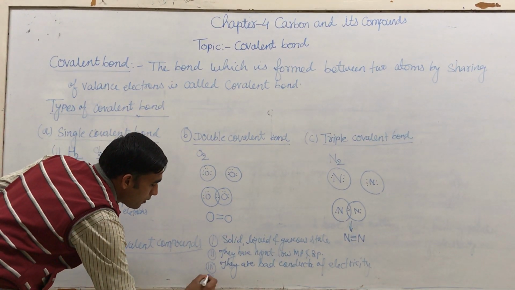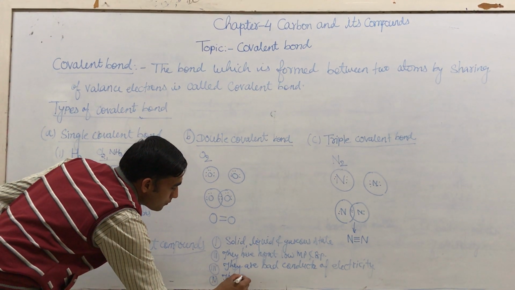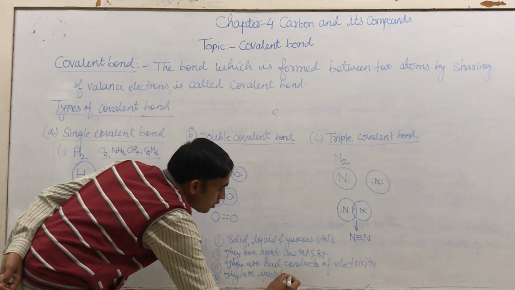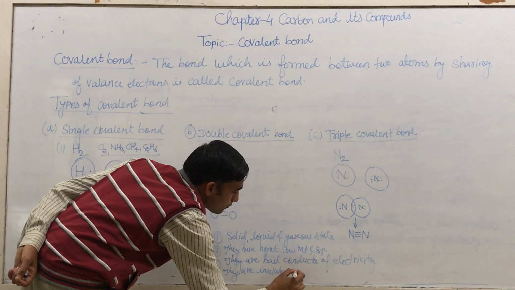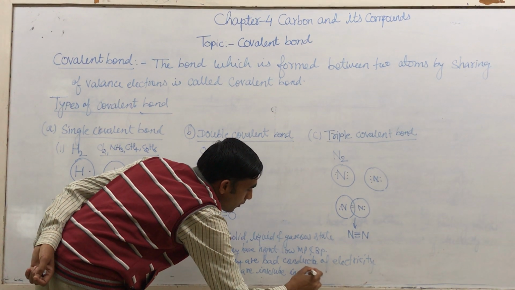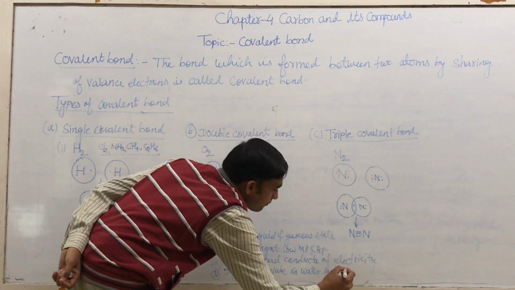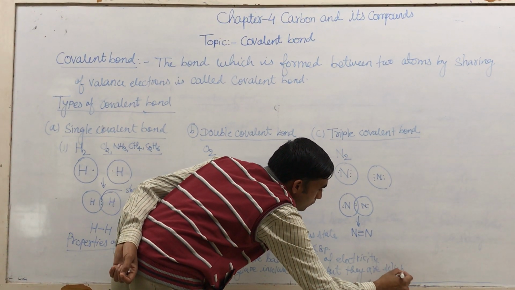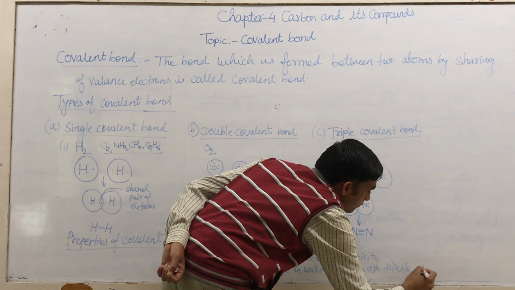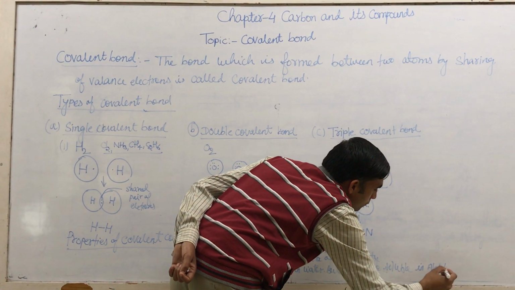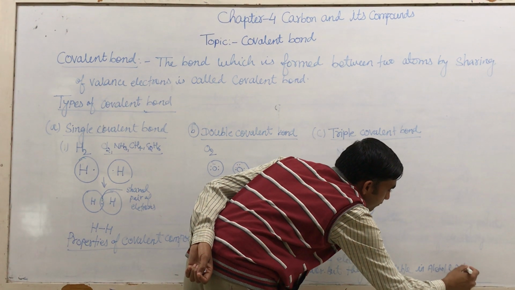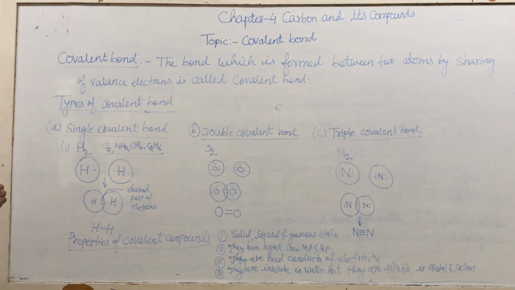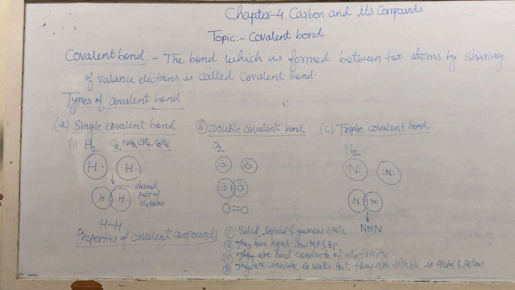And the last, they are insoluble in water, but they are soluble in alcohol and petrol. So covalent compounds are insoluble in water and they are soluble in alcohol or petrol.